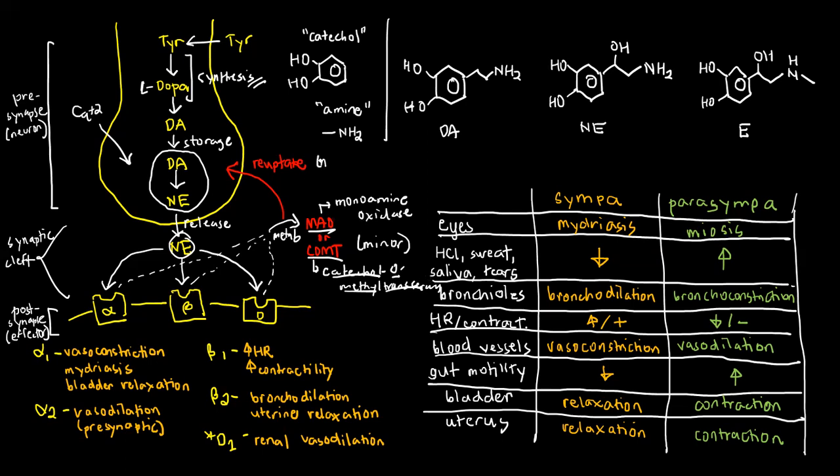The more dominant actually is the other method, which is reuptake. Note that this is unique to the adrenergic division. There is no well-known reuptake mechanism for acetylcholine. Okay, so there are usually transporters for this. For example, if you want to talk about dopamine, we have the dopamine transporter. If you have norepinephrine, then we have the norepinephrine transporter.